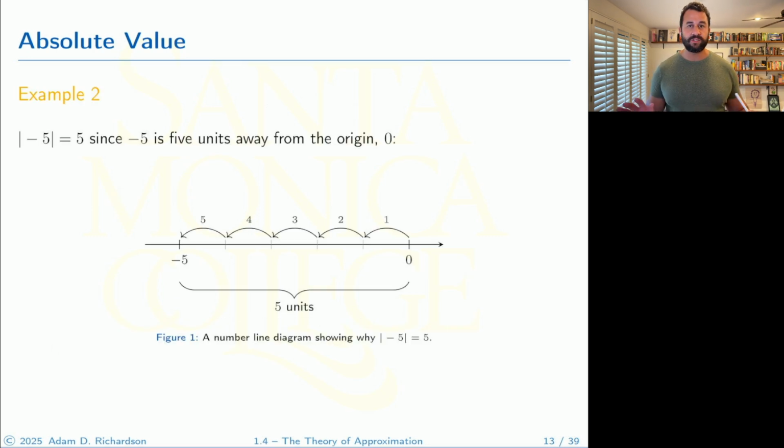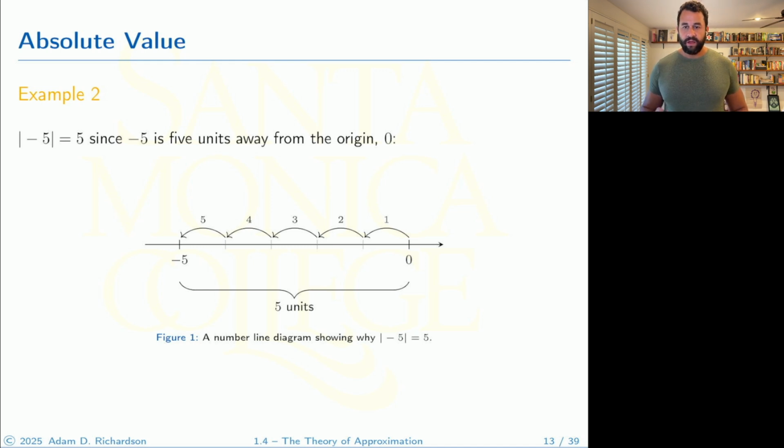We're not doing any algebra here. We're just using the intuitive understanding of absolute value. Why is the absolute value of -5 equal to 5? Simply because -5 is 5 units away from the origin. Let's count. Here's the number -5. Here's the number 0. How far away is it from 0? 1, 2, 3, 4, 5. It's 5 units away from 0. So the absolute value of -5 is 5.